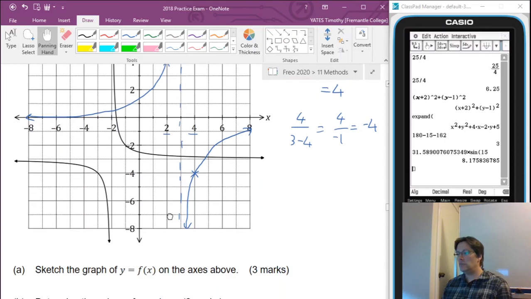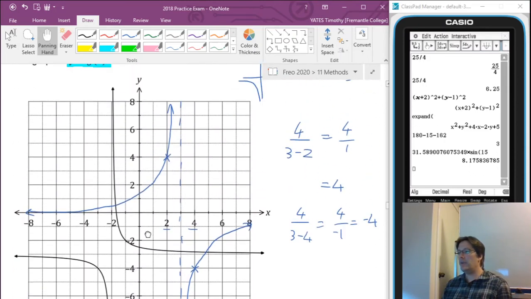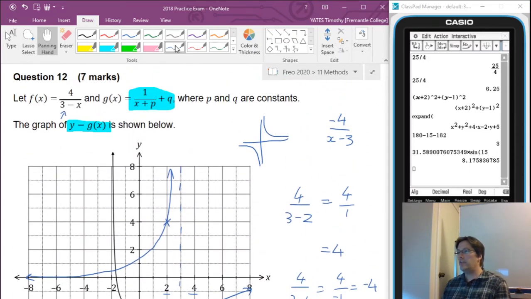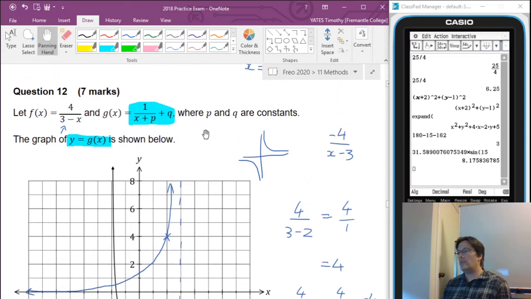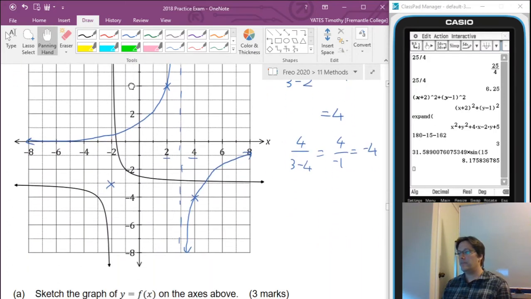And so yeah, what are the values of P and Q? All we need to do is work out which way these have been moved. We find the middle point where it would normally be, and this has been moved to the left by 2 and down by 3. So down by 3 means Q is negative 3.